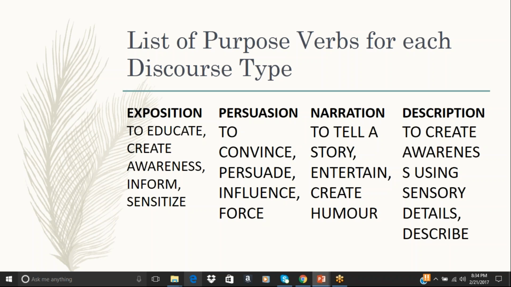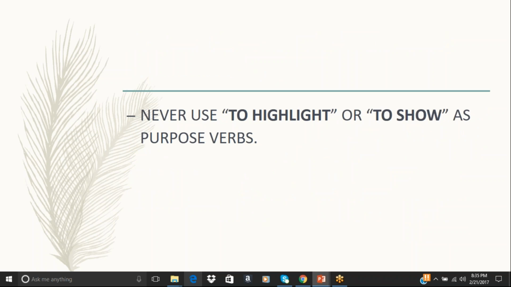Oh, I'm looking at the wrong slide. Right, so you can use some verbs like to educate, create, raise awareness, to inform, to sensitize, that's for exposition; to convince, to persuade, to influence, to force, to cajole. Those are words that you can use for persuasion. Narration is evidently self-explanatory: to tell a story, or to entertain, or to create humor. And description may be to create awareness, using sensory details, or to describe. So those are some words that can be used. Check your notebooks for the longer list.